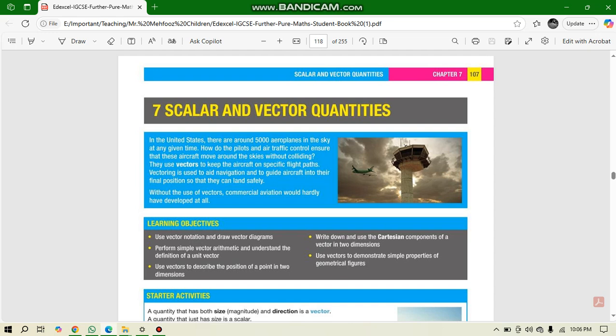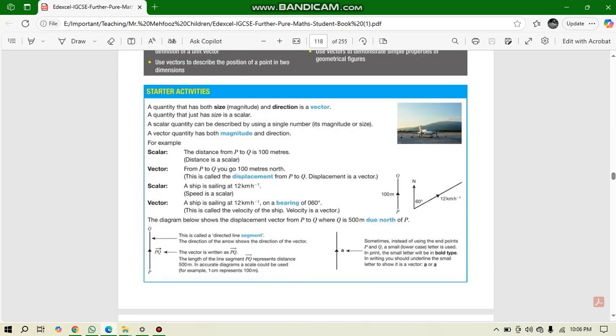Okay, today our topic is scalar and vector quantities, chapter number 7, right? So, first of all, here is the starter activity. A quantity that has both size and direction. Size means its magnitude, and direction means in which direction the vector or some quantity is directed. Okay, so if we use the size as well as the direction, it is called a vector.